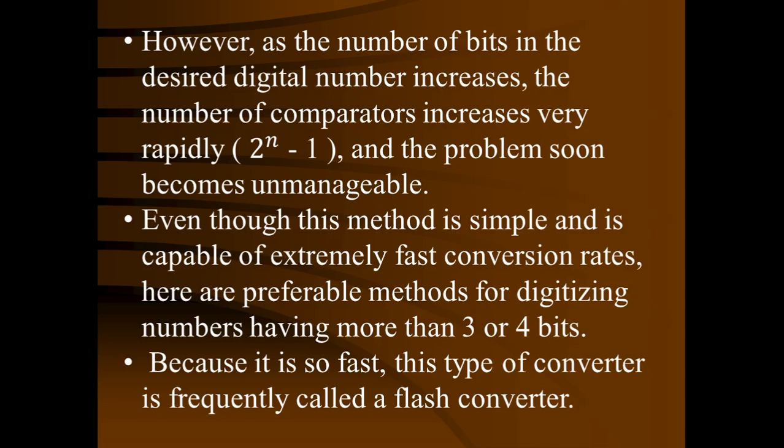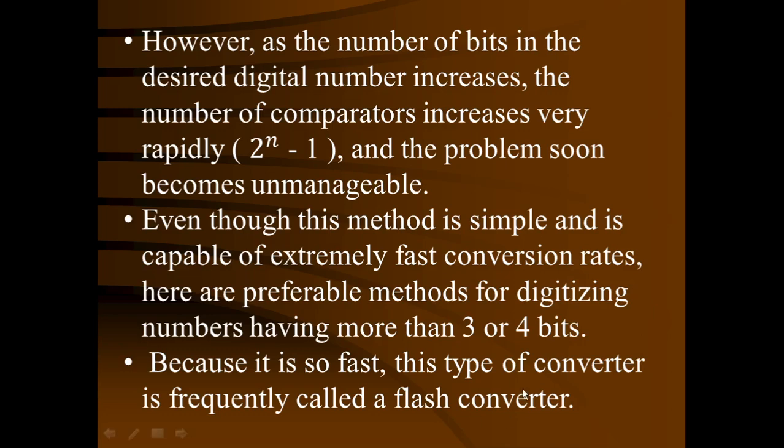The advantage of this method is that it is a very fast method. That means it can convert analog input voltages into the digital signal very fast, because the analog voltage is given to all the comparators simultaneously. Hence, up to 3 to 4 bits, this method is the preferred method. But if you want to convert more than 4 bits of digital signal, then the system becomes more complicated and you have to choose other methods.